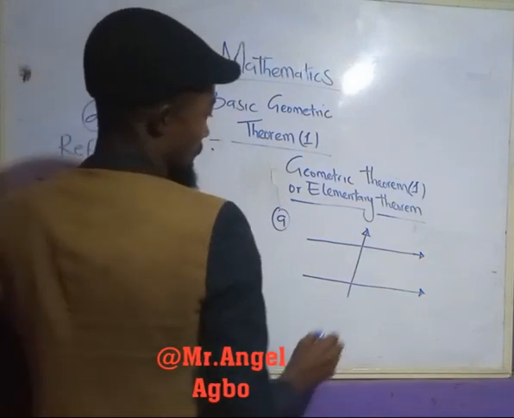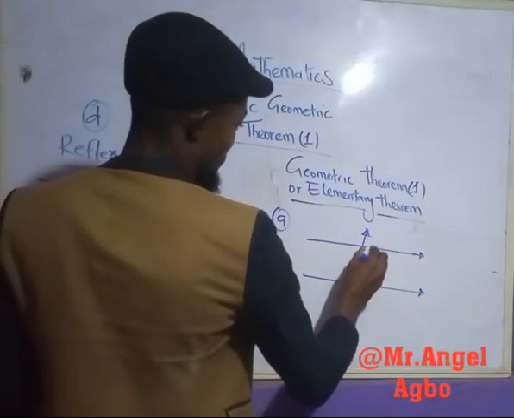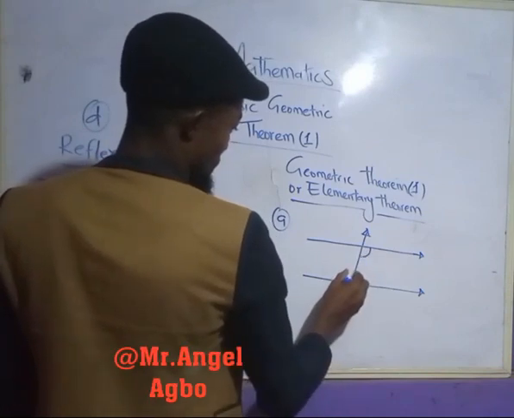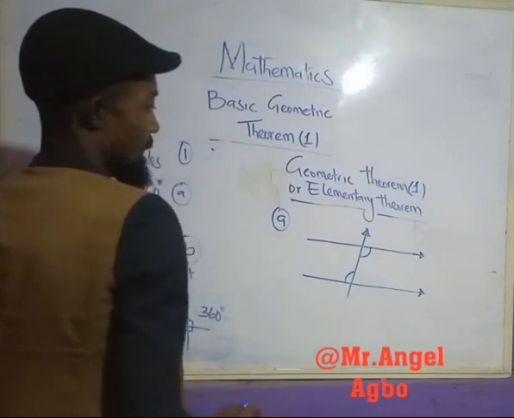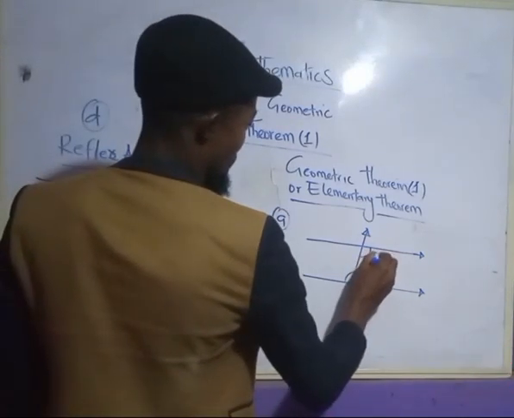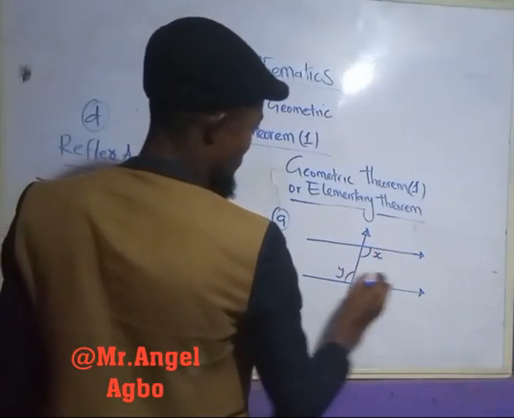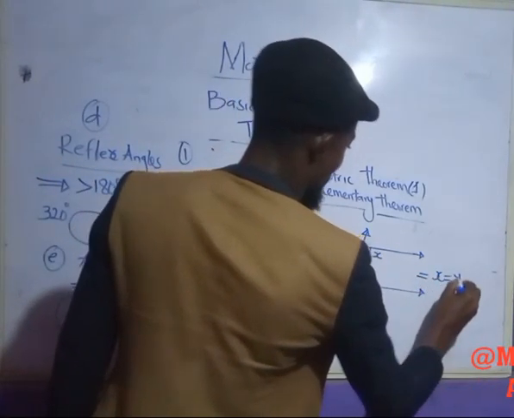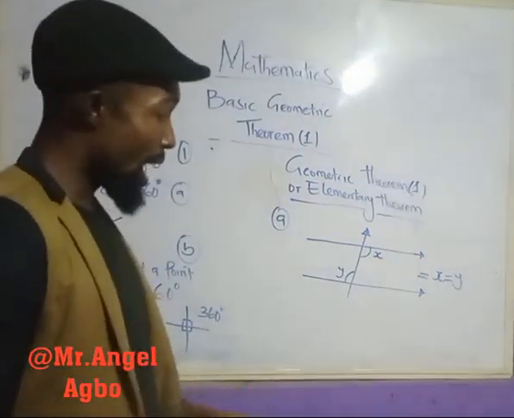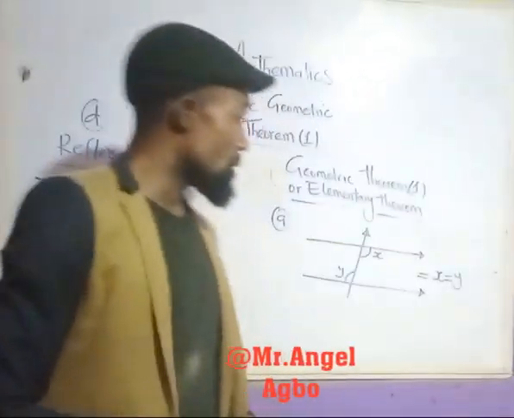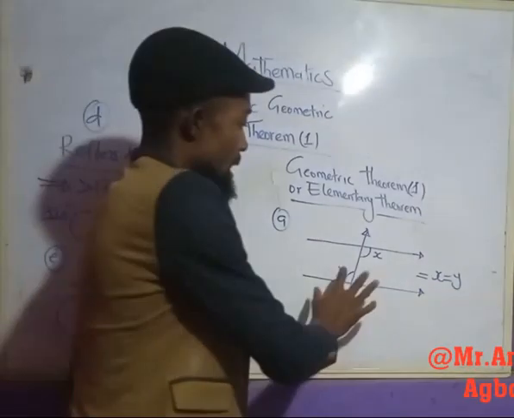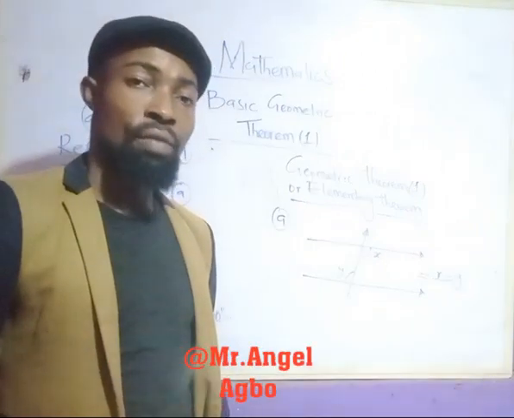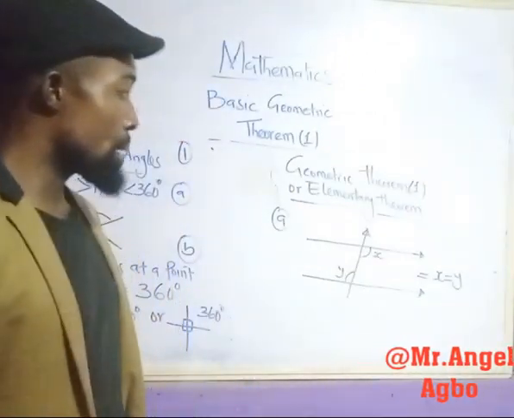Now we can say it. I say that this angle, let's name this one X and this one Y. I say that X is equal to Y. Why is it like that? The reason is they have the same shape and the same equal value of angles. So they are the same.